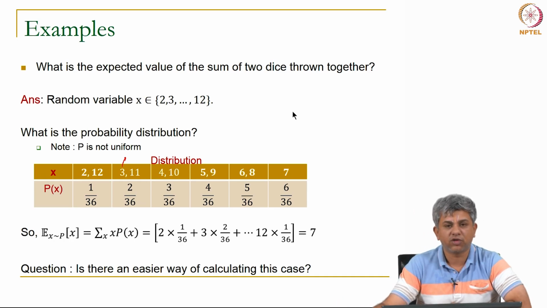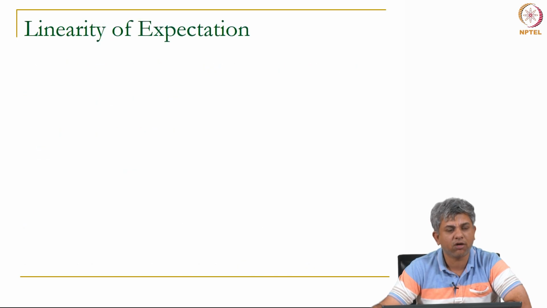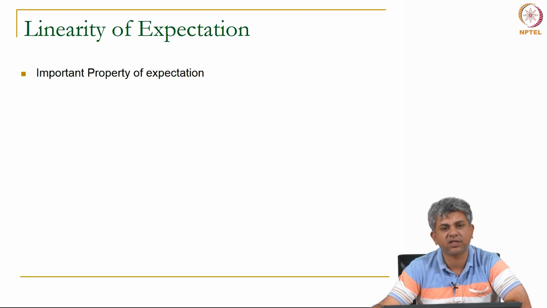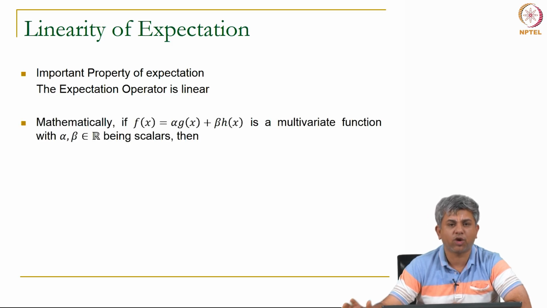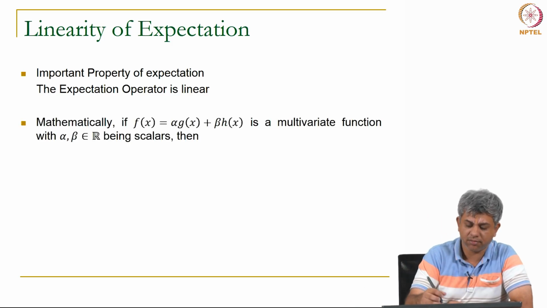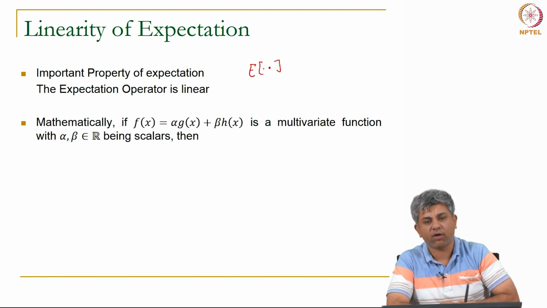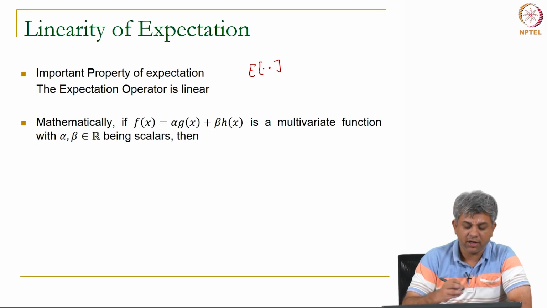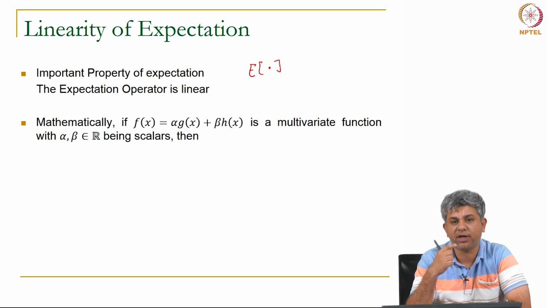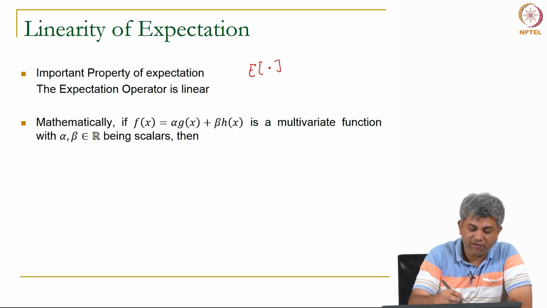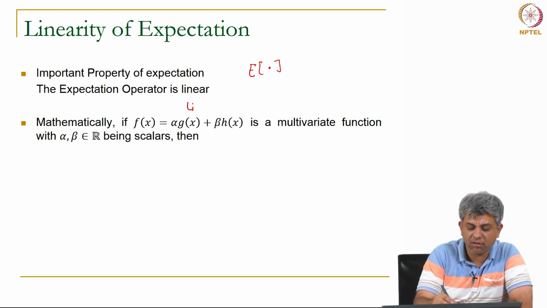For this we use a simple idea called the linearity of expectation. This is an extremely important property of expectations. The idea is that the expectation operator, this thing, is a linear operator. What do I mean by linear? That is, if you have f, which is a linear combination, please remember linear combination from our discussion.